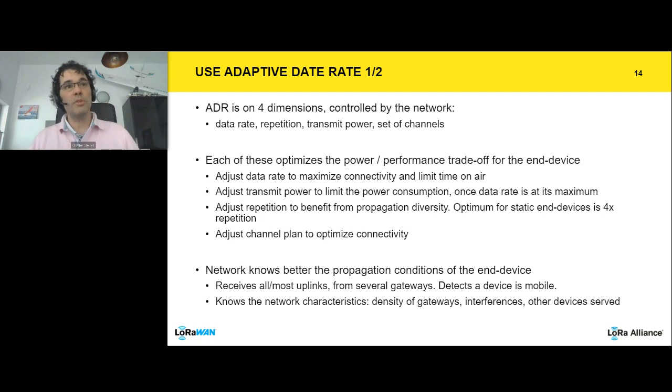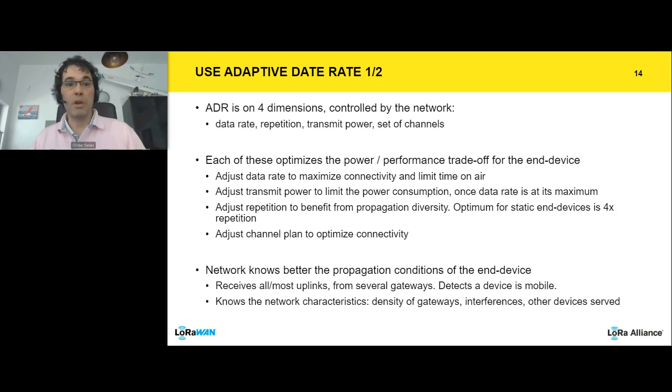The network is responsible for adaptive data rate because the network knows better. The network knows better the propagation condition of the end device, of each end device. And that's because the network receives most uplinks, if not all uplinks, and it also receives all the copies of the uplinks on the various gateways, which are going to detect such uplinks.